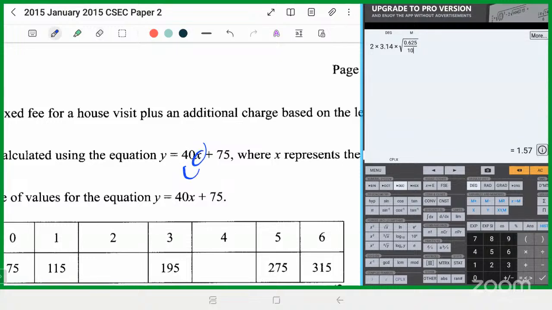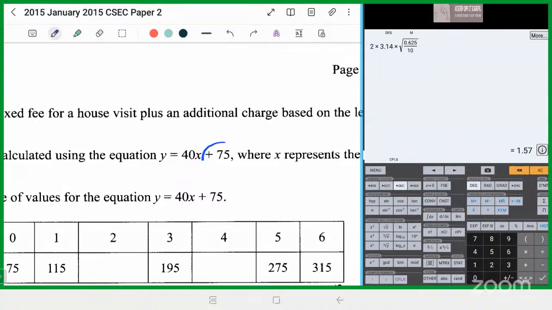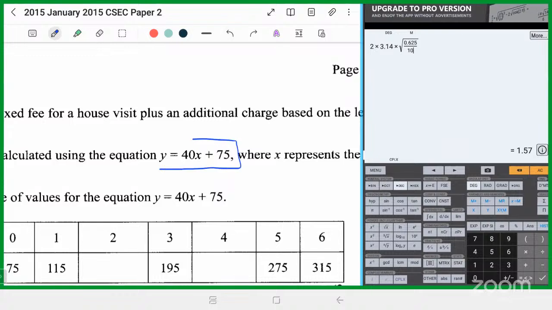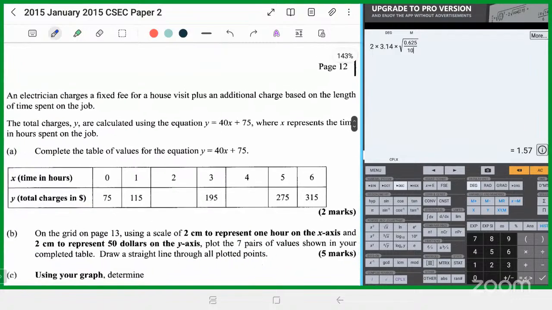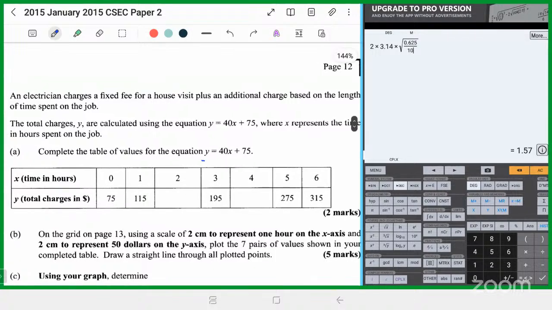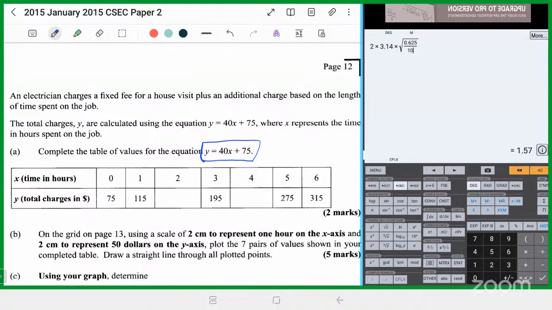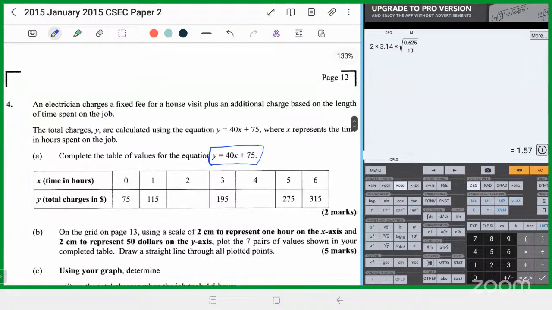$40 per hour, because X is the time spent. So if he spends 1 hour, he gets paid 40 times 1. If he spends 2 hours, he gets paid 40 times 2. That is after he's paid this fixed amount. If you can understand that in this formula, the question becomes a lot easier to deal with. It says complete the table for the equation only. All right, so this is a linear equation, guys. This is like coordinate geometry with a linear equation, but they're applying it to a real life situation.